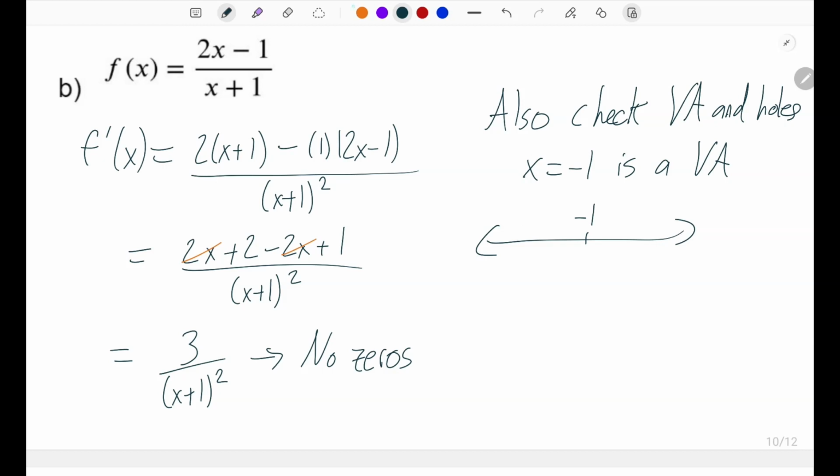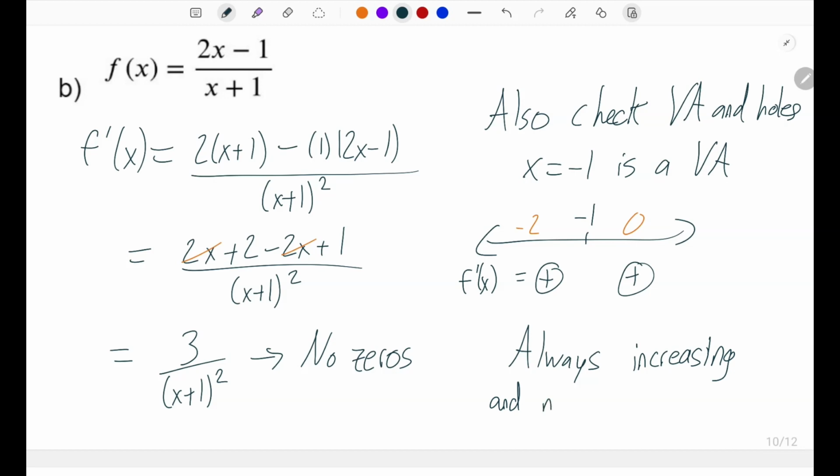So plug in some number smaller than -1, some number bigger than -1, into the derivative, that is. And if you do that, you're going to have 3 over something squared, which is just positive. Or sorry, 3 over another thing squared. Again, the square on the denominator makes this always positive. So it's always increasing. And no max/min. All right.